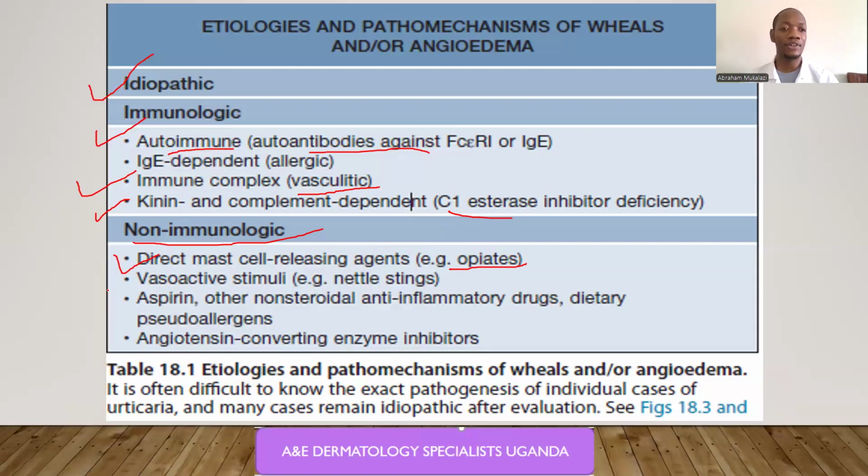Then we can also have vasoactive stimuli, like from the nettle sting. We'll say that nettle sting is actually where the word urticaria comes from.